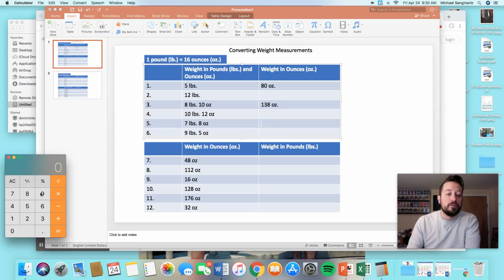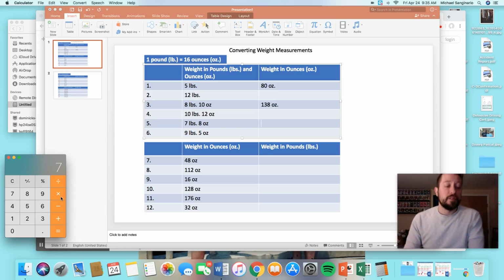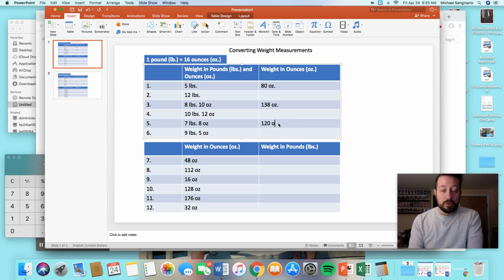Let's look at number 5. So cleared my calculator. I have a 7. I'm multiplying it by 16 because there's 16 ounces in a pound. 112, but I have 8 left over. So I'm going to add 8 more. And your answer will be 120 ounces. Okay, number 6 you're going to do on your own.